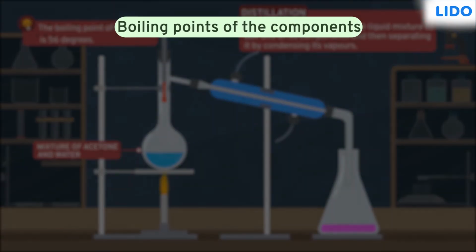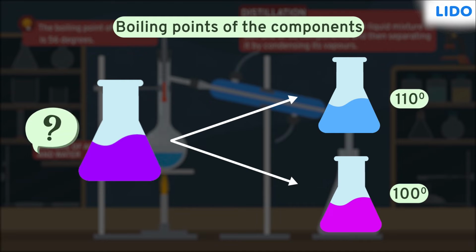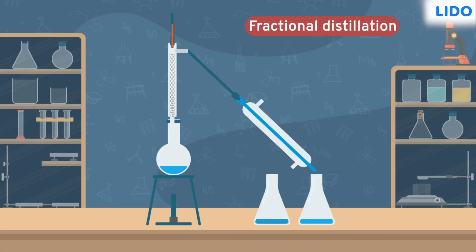But what if the boiling points of the components of a mixture are very close to each other? For example, 100 degrees and 110 degrees. Can distillation be used in such a case? No. If we subject such a mixture to distillation, by the time we condense and collect one liquid, the other component will boil and get mixed with the first one. In such cases, we use another type of distillation called fractional distillation.